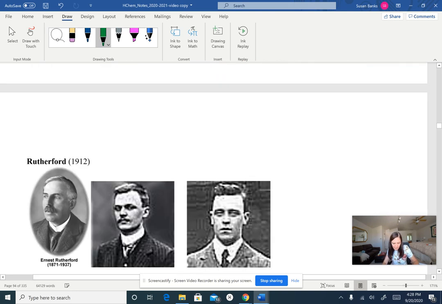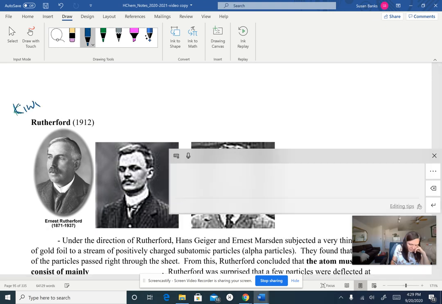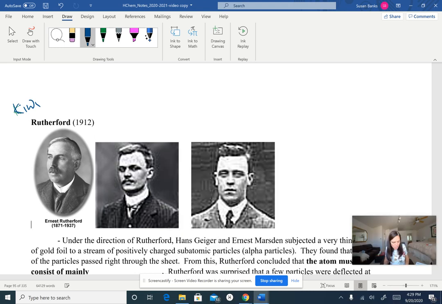All right. Our next guy is our one and only non-European guy. Now, he is definitely European in descent, though. We have Ernst Rutherford. He was born in New Zealand, so he was a Kiwi. He's a Kiwi, just like our principal, Mr. Wahangi. He came to us from New Zealand.